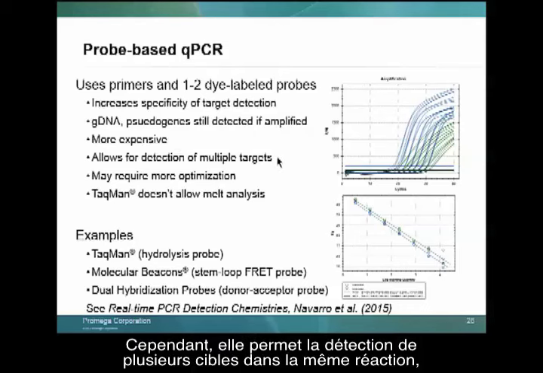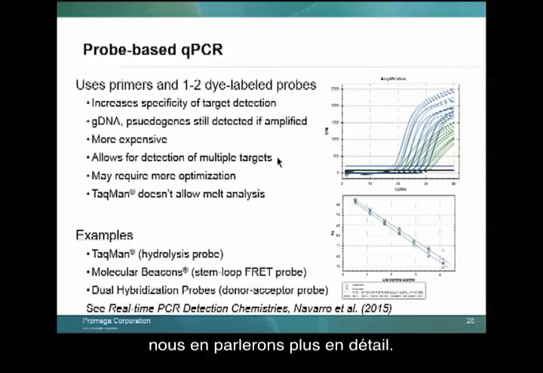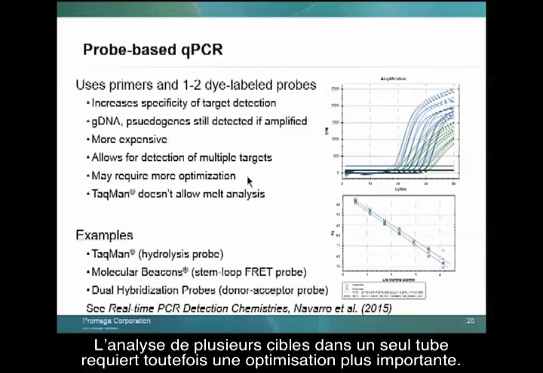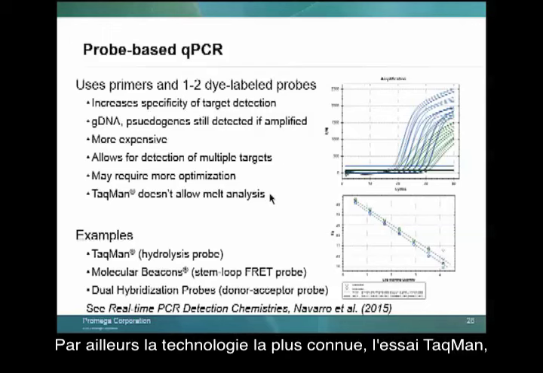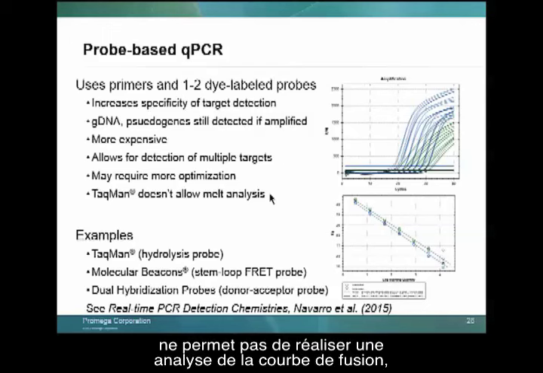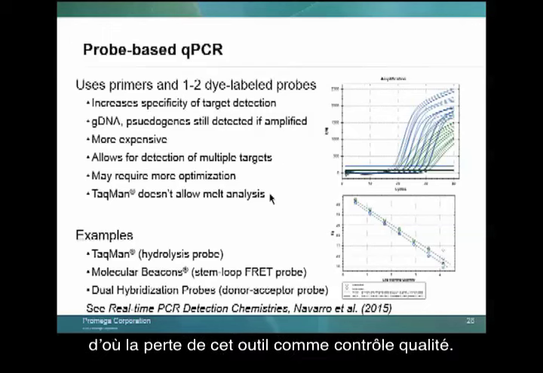However, it can allow for detection of multiple targets in one tube, and we'll talk about that. They may also require a lot more optimization, though, if you're looking at multiple targets in one tube. And the leading technology, which is the Taqman assay, doesn't allow for a melt analysis, so you lose some of that quality control opportunity.